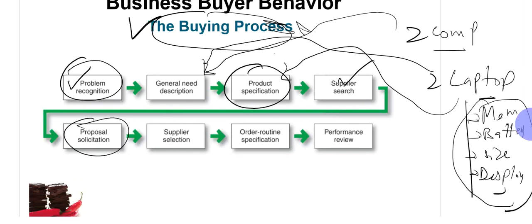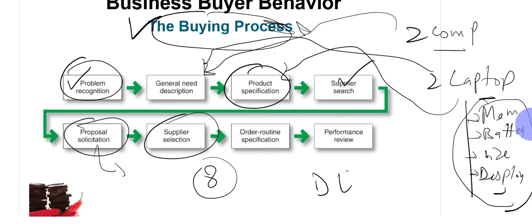Then proposal solicitation, where we have different suppliers. For example, we have eight suppliers, and we will request these eight suppliers to give us some proposal or some quotation on their laptops. After getting quotations, we will select the most suitable supplier. For example, we select the supplier who provides us Dell.